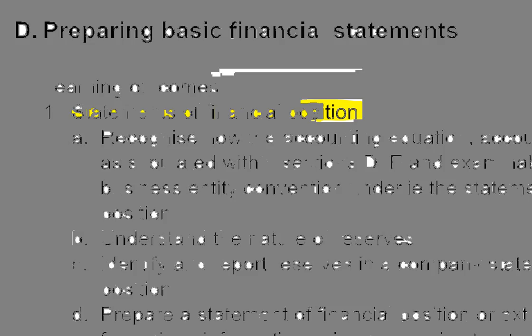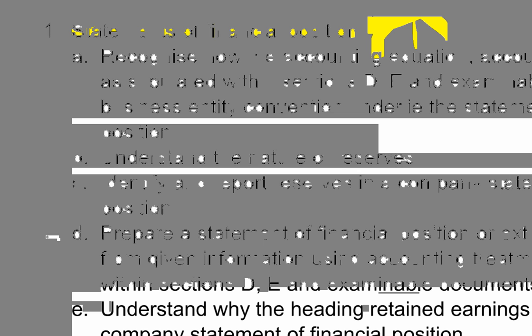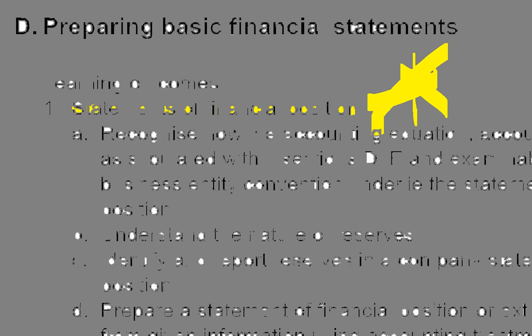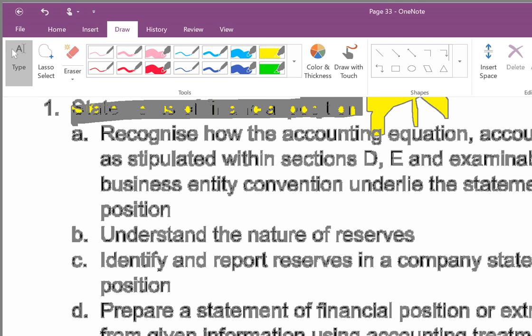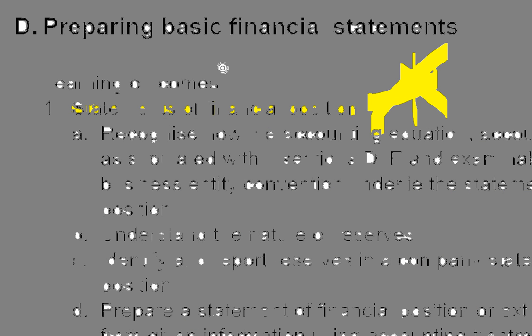So the first one is the statement of financial position, which is tested in exams. The next one is the profit and loss. You will need to know how we prepare this. And these are the two main things that we'll be going through. Okay, let's have a look.